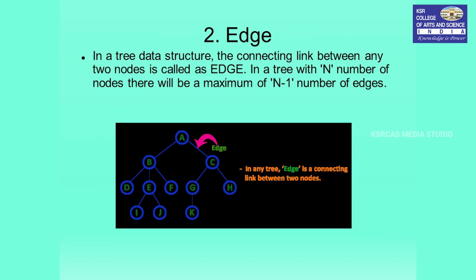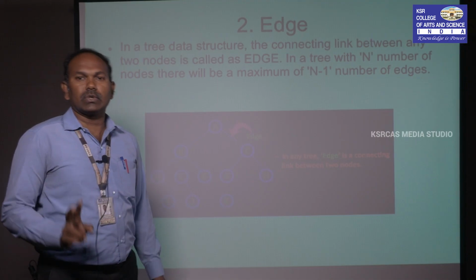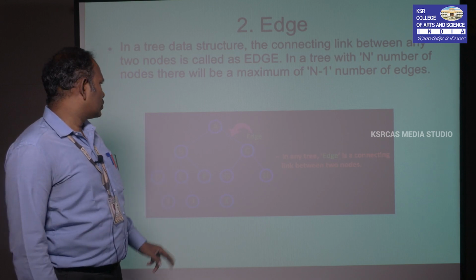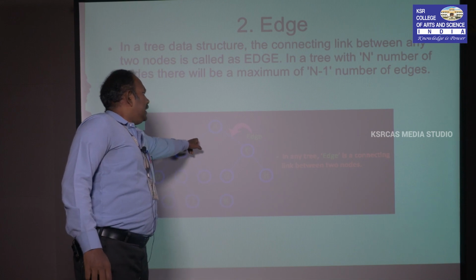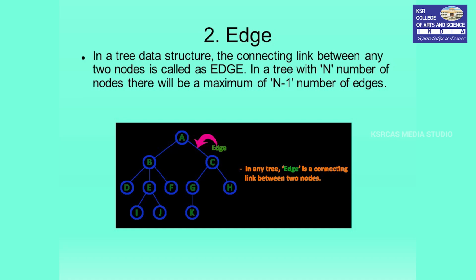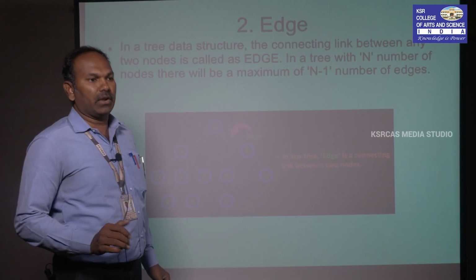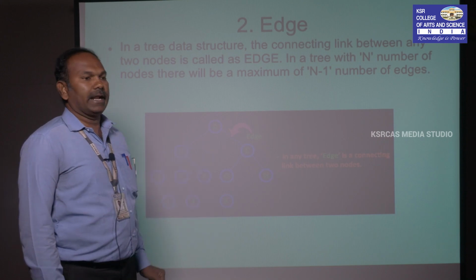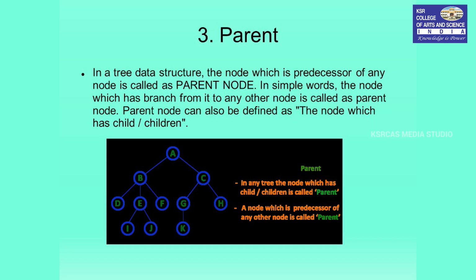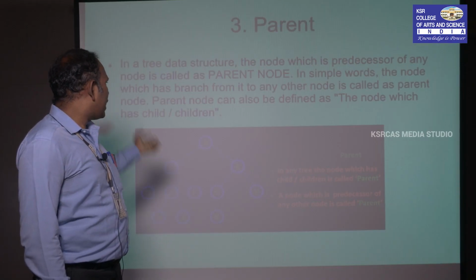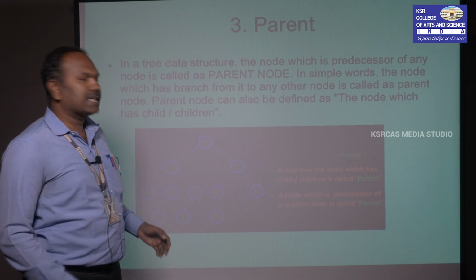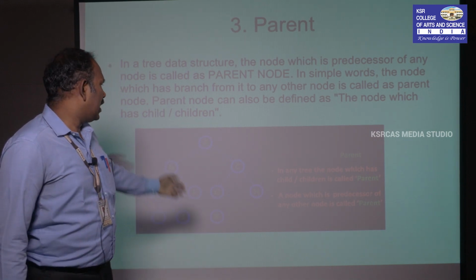Edge. What is an edge? An edge is nothing but the connecting link between any two nodes. Here, between A and B, there is a link, and that is an edge. In a tree with n number of nodes, there will be a maximum of n minus 1 number of edges. You can see the diagram. Parent: in a data structure, the predecessor of any node is called its parent. That means the parent node can also be defined as the node which has a child or children. You can see it in the diagram.